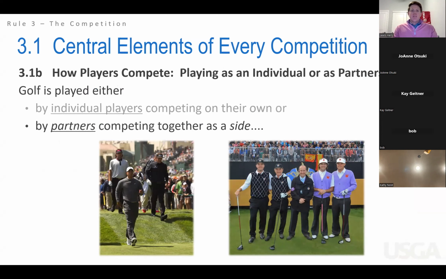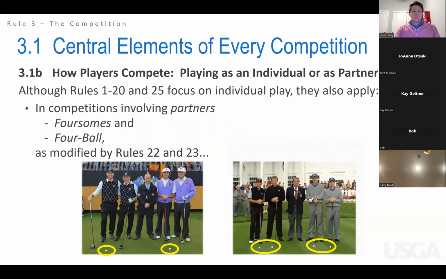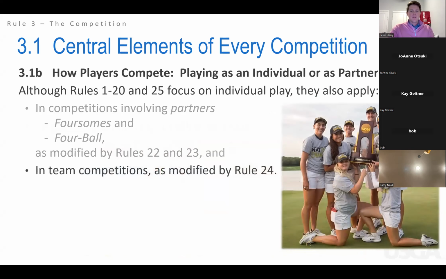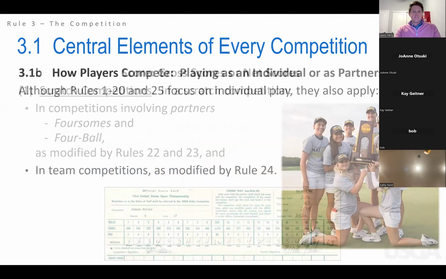We talked a little bit about this already, but we're either going to play as an individual or as a partner as part of a side of play. So whether we're playing match play or stroke play, these are really the two ways we're going to play. Again, when we have foursomes or four ball, we're going to modify those rules by rules 22 and 23. Rules 1 through 25, those are still going to apply. We're still going to use a lot of the same rules, whether it's match play or stroke play. We're just going to alter them a little bit depending on if we have a partner or not. And if we have a team, we're going to alter them a little bit more with Rule 24.